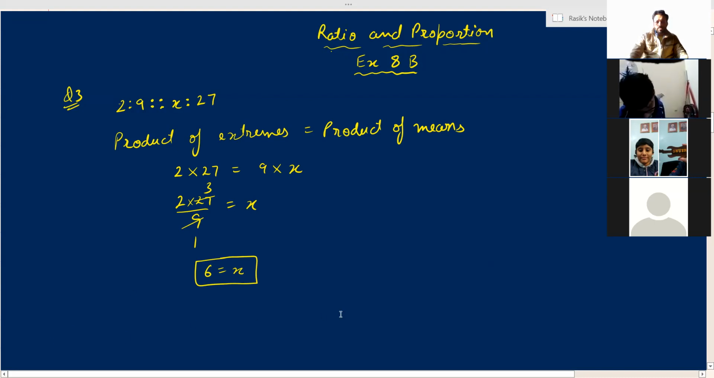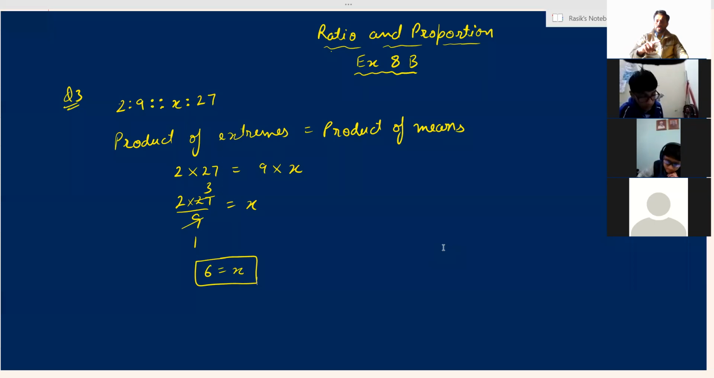Sir, if in an exam the question comes, find the value of x and prove that it is in proportion? It will not come like this. How can you show that it is in proportion if you have to find x? Then it is not a correct question. You have to do any one thing. Either you have to show that all the numbers are in proportion, and in that case all the four numbers will be given.